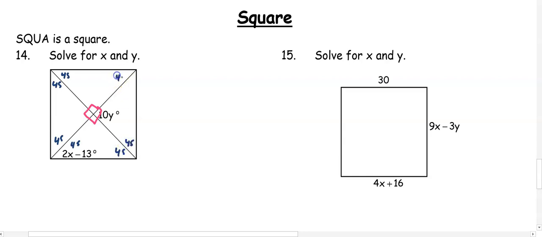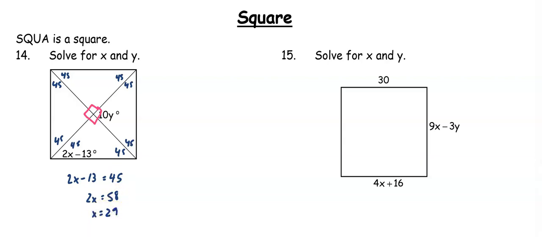So to solve for x, we would set 2x minus 13 equal to 45. We're going to add 13 on both sides, and we get 58. And when we divide by 2, x is 29. To solve for y, we know that they were perpendicular in the center, so 10y is equal to 90 degrees because they made right angles. When we divide by 10, we get y is 9.